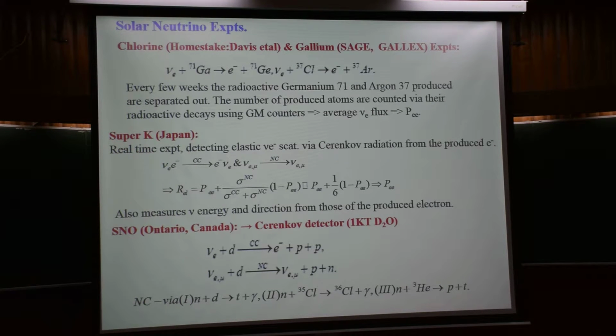Super K and chlorine got the Nobel Prize in 2002 for seeing solar neutrino. But they did not get the Nobel Prize for neutrino oscillation, because they saw solar neutrino. Chlorine was the oldest, old-fashioned experiment. Super K is a real-time experiment, and it measures the neutrino direction from the direction of the electron cone and extends backwards, coming from the sun. So they got the Nobel Prize for seeing unambiguously solar neutrino.